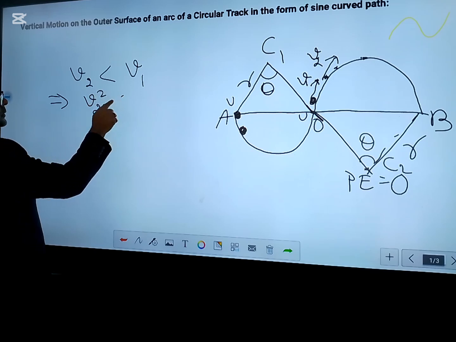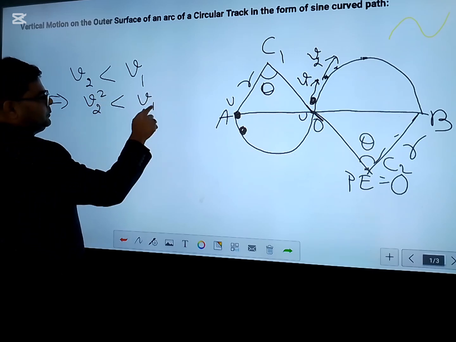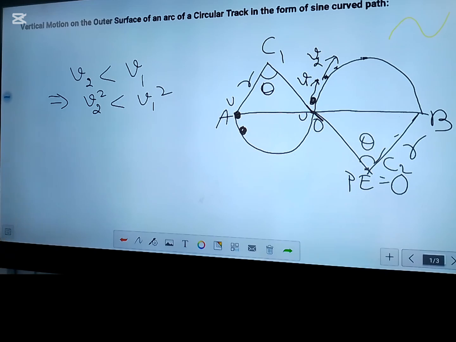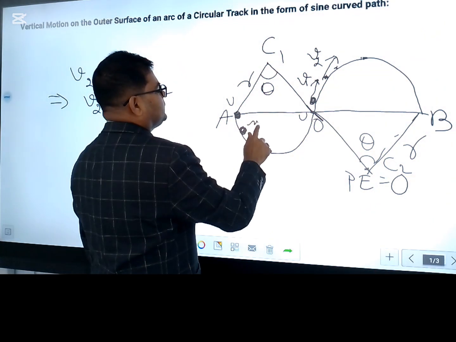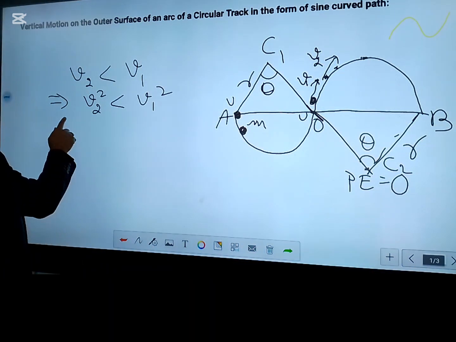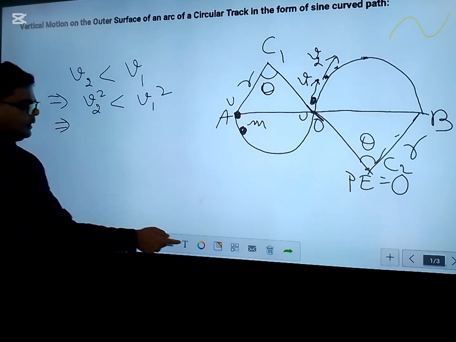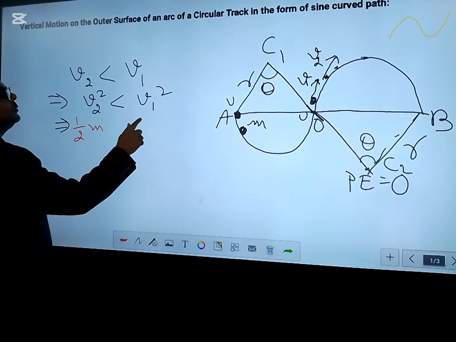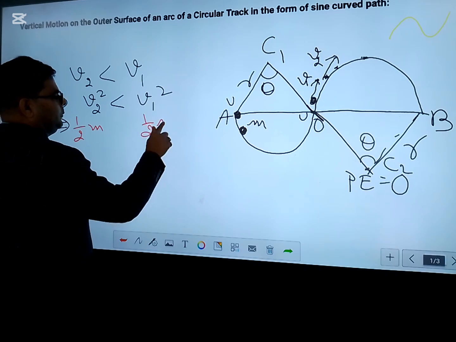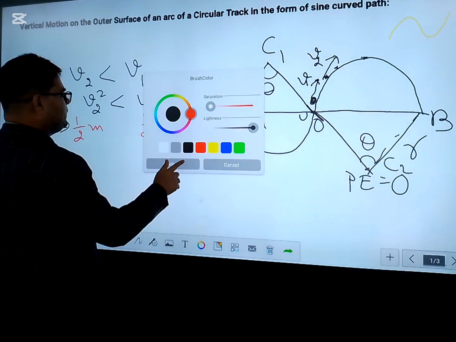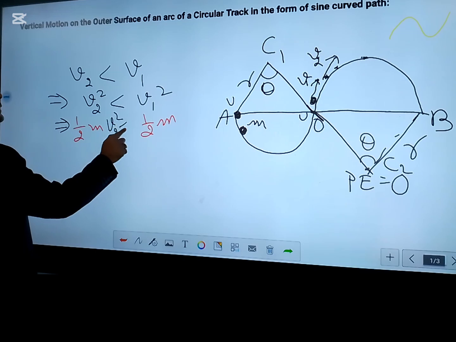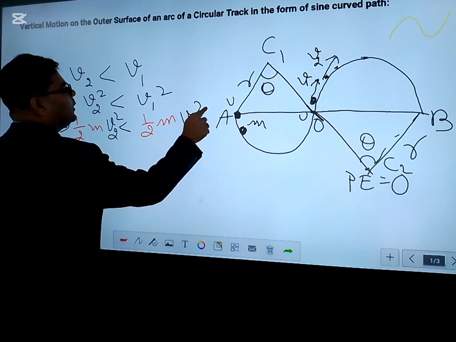V2 square is also less than V1 square, because we are taking V1, V2 all in positive sense. So what is the objective of this? You know that the mass of the object is m. So if you multiply both sides by half m, you'll see that V2 square is less than V1 square.